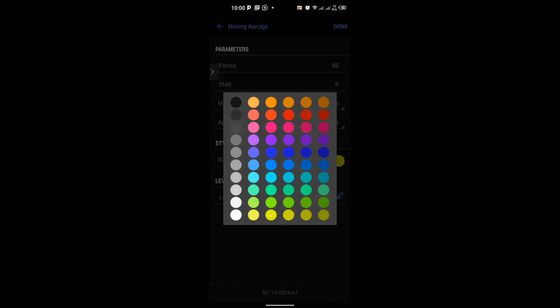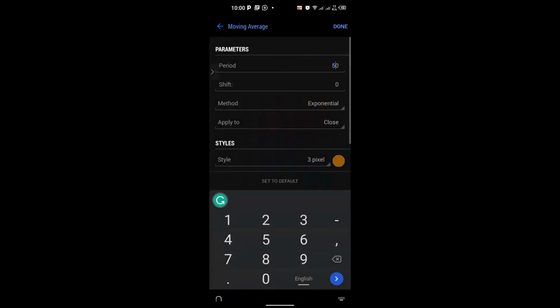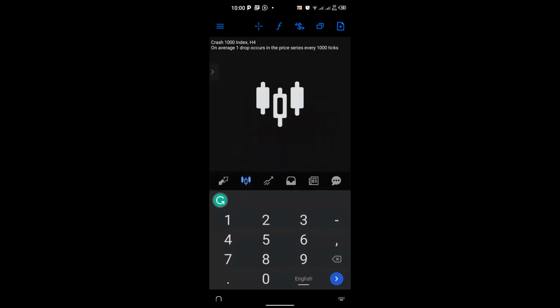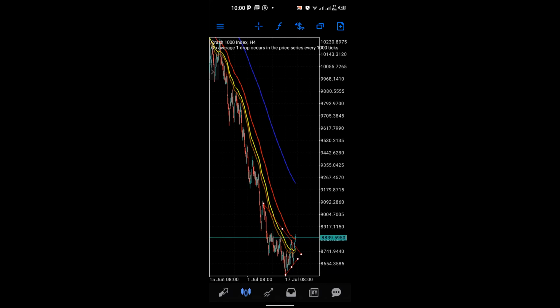Okay, I don't have brown, but let me use this color. The 40 is the brown, right? Yes, sir. Okay, are we seeing the differences?